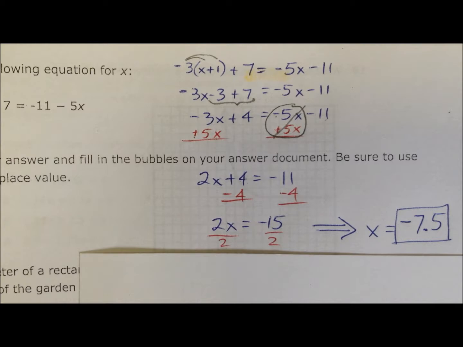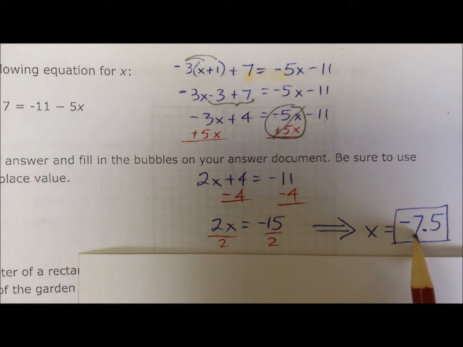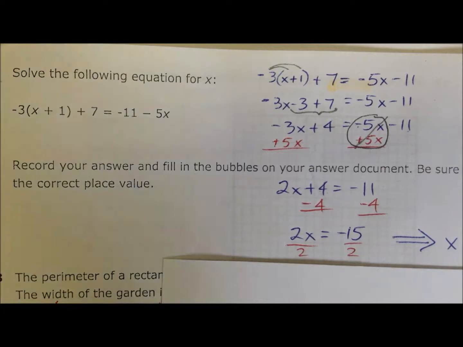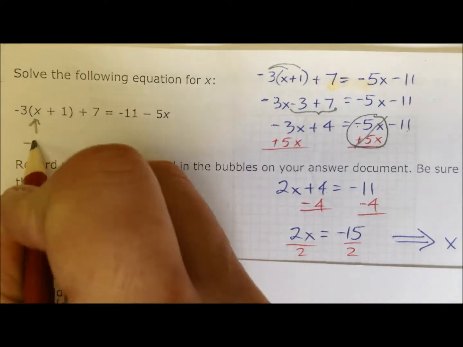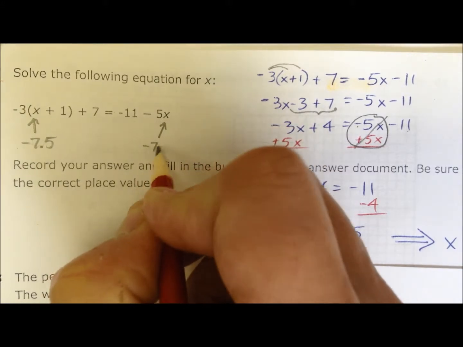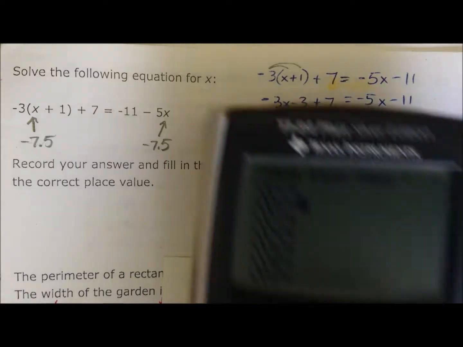Now, one thing that you could do in this problem as well, you can check, go back and plug this everywhere that you see in the original problem. If you plug in a negative 7.5 here and a negative 7.5 here, you're going to see that it works.